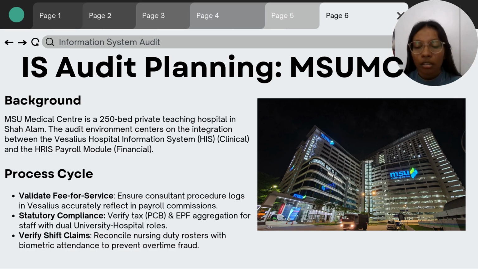So our process cycle is divided into three. First is validating fee-for-service, where we ensure the consultant procedure logs in the Vesalius accurately reflect in payroll commissions. The second is statutory compliance, where we verify tax and EPF aggregation for the staff with dual university-hospital roles. The third is verifying shift claims, where we reconcile nursing duty rosters with biometric attendance to prevent overtime fraud.